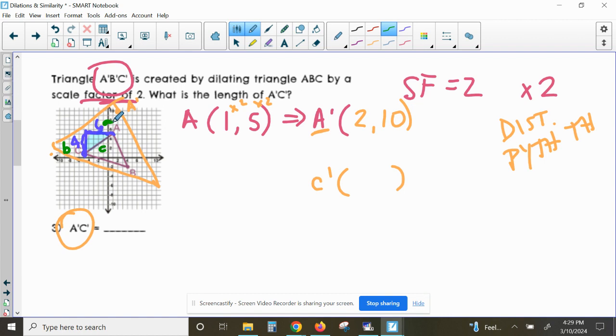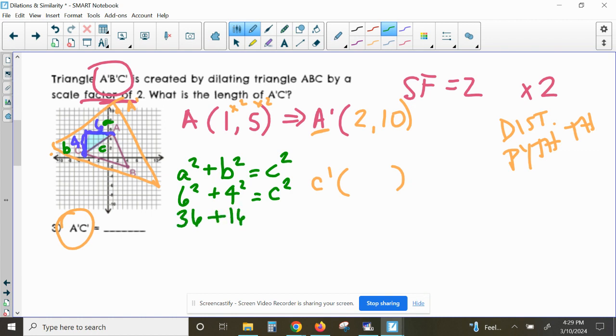So remember, the Pythagorean theorem is A squared plus B squared equals C squared. Now I'm calling this 6 my A. I'm going to call this 4 my B because those are the 2 legs of my right triangle. And the C is the side I don't have, which is my hypotenuse. So I'm just going to still call it C squared. I'm going to do some math. That's 36 plus 16 equals C squared. 36 plus 16 is going to give me 52 equals C squared.